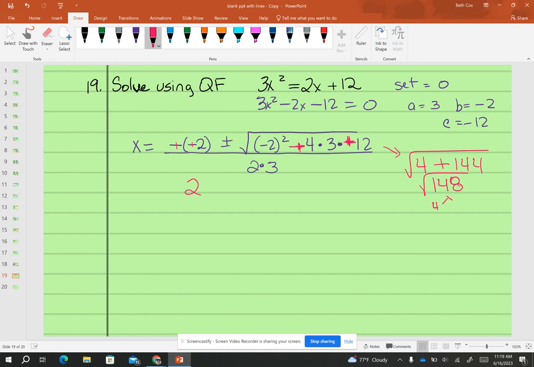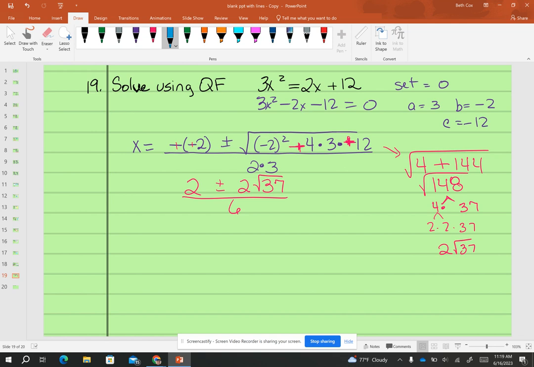Break that down. 4 goes into both. So 4 times, use my division, 37. Is that right? I think so. 37 doesn't break. So this is going to be 2 radical 37. So we have 2 plus or minus 2 radical 37 over 6.